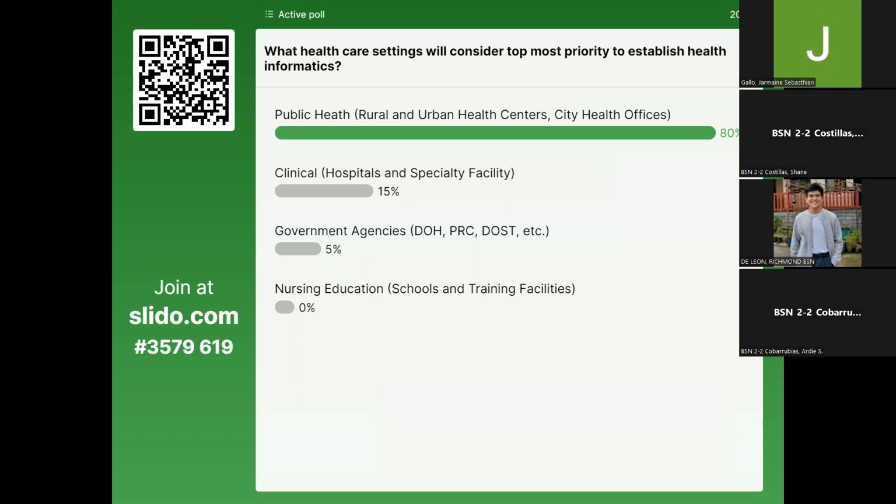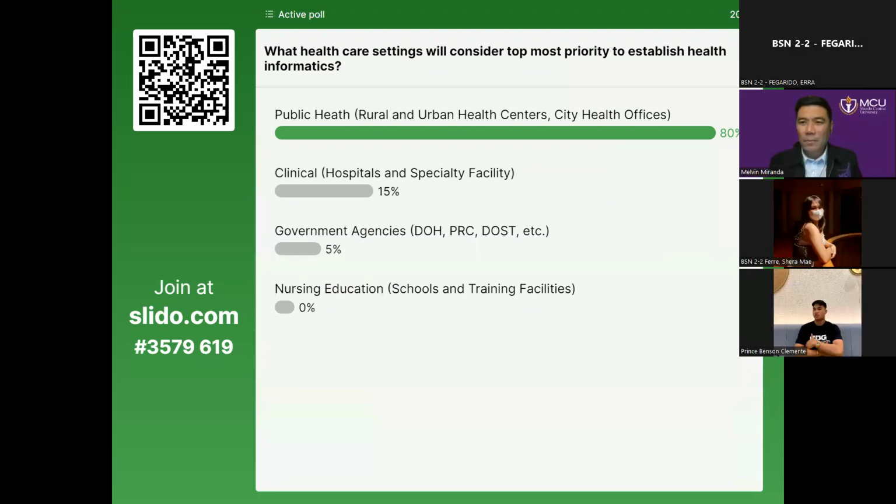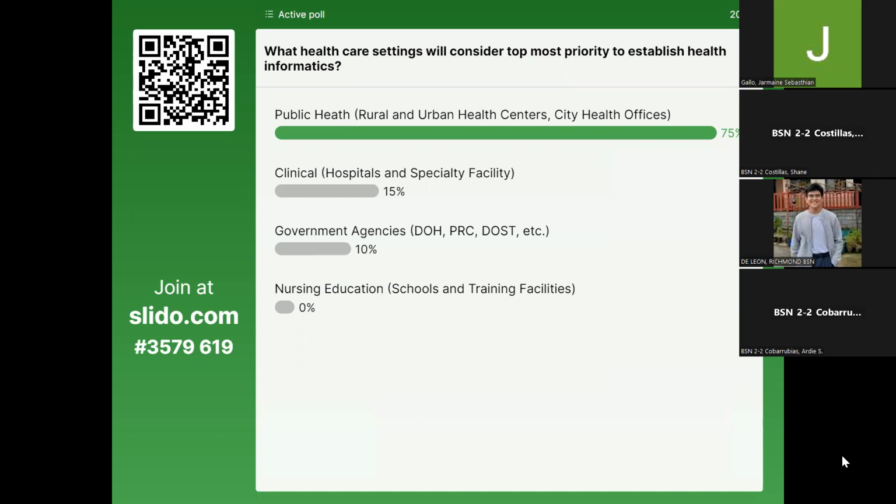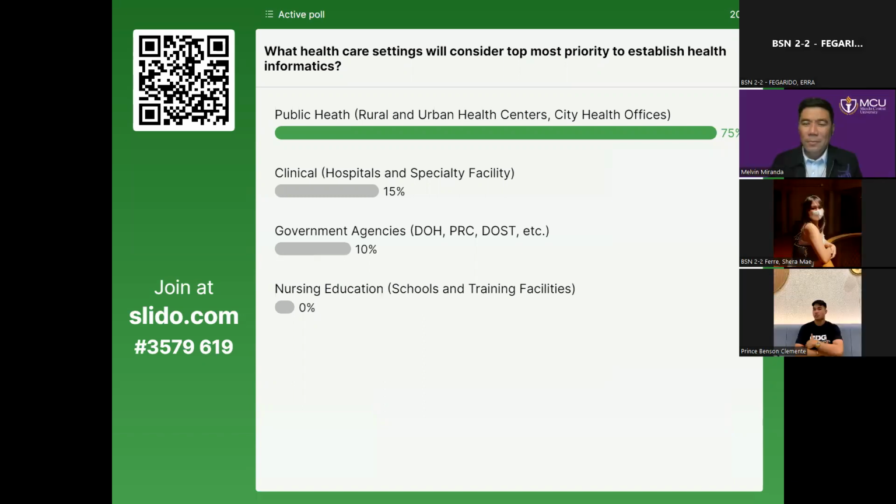But with public health and rural and urban health centers, most of the time I see na puro pa rin po sila paperworks. And sometimes mas madali pong mag-load ng data if ever we give the public health, pati itong mga rural and urban health centers, a chance with this modern technology, so that para mas madali din pong mag-gather ng data at ma-establish po yung mga datang makukuha.